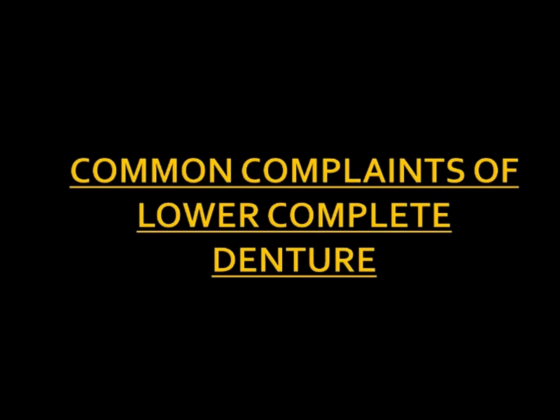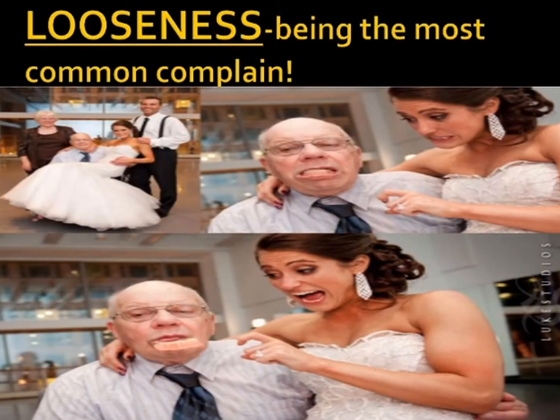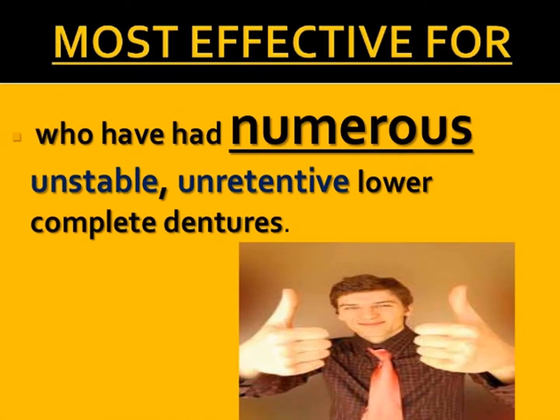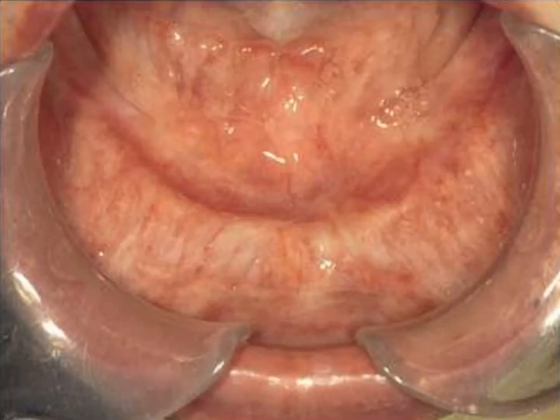Common complications of lower complete denture. The first complication of lower complete denture is pain. Also, looseness being the most common complaint. So we have numerous unstable, unretentive lower complete dentures. The problem is mostly present with lower complete dentures when we have a flat lower ridge. Usually we have atrophy of the mandible more than the maxilla. The mandible has less residual ridge for retention and support. Also there is difficulty positioning the teeth to produce a stable denture in a case of lower flat ridge.